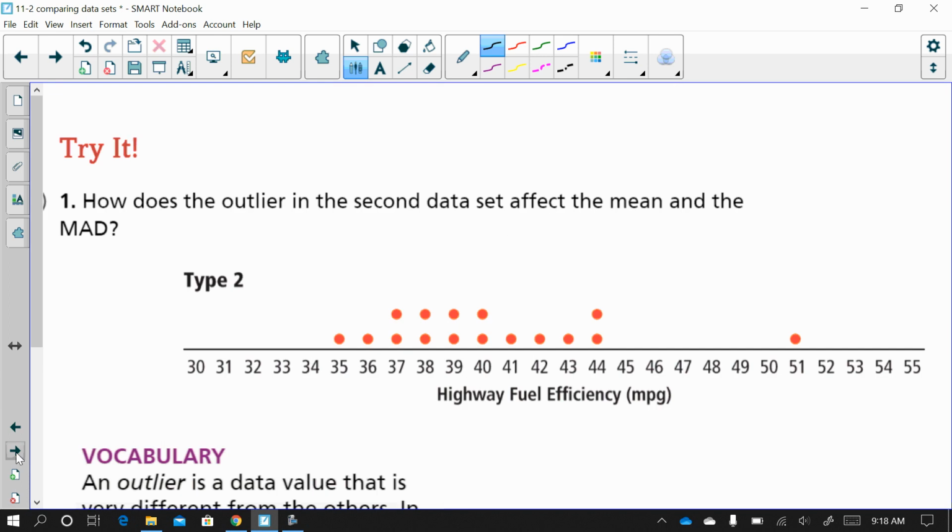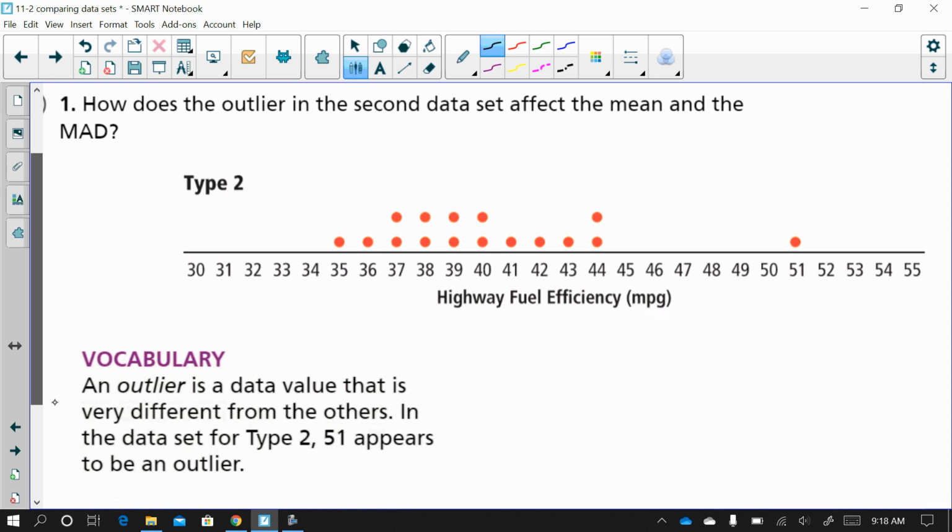So let's look at another problem here. How does the outlier in the second data set affect the mean and the MAD? Well, remember, an outlier is a data value that's very different from the others. If I'm looking at this data set, does one appear to be way out there? Absolutely. 51 is an outlier. So 51 is much higher than the rest of the data.